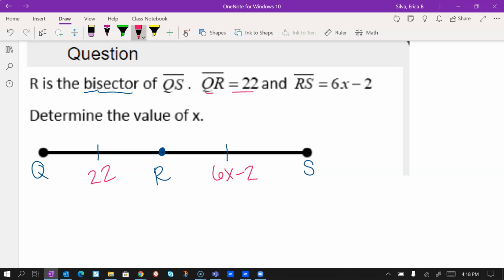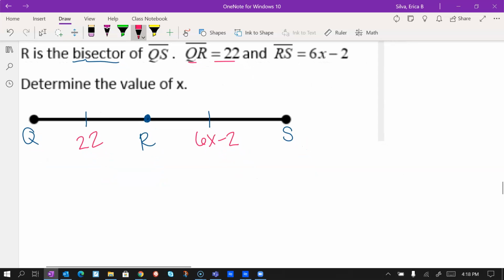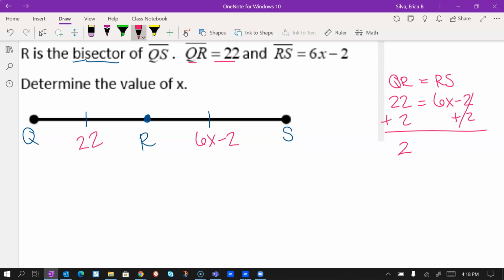So we need to determine the value of x. Because they're congruent, that means their measurements are equal. So we can say QR is equal to RS. So 22 is equal to 6x minus 2, and then we can solve for x that way. 24 is 6x, divided by 6, and x is equal to 4.